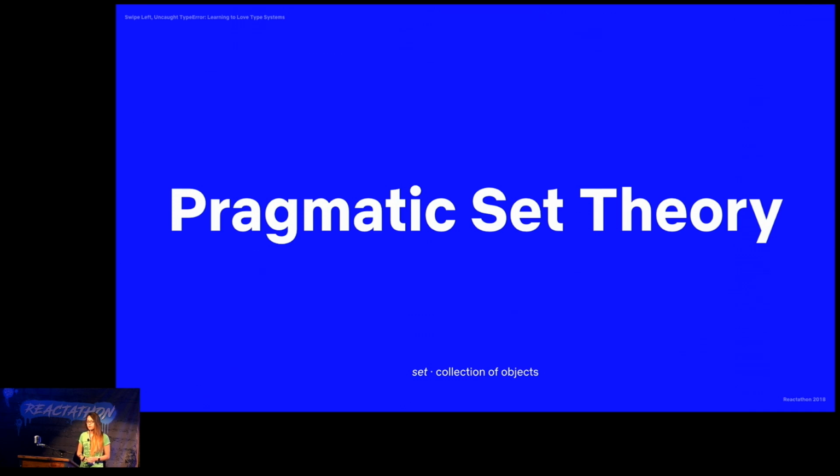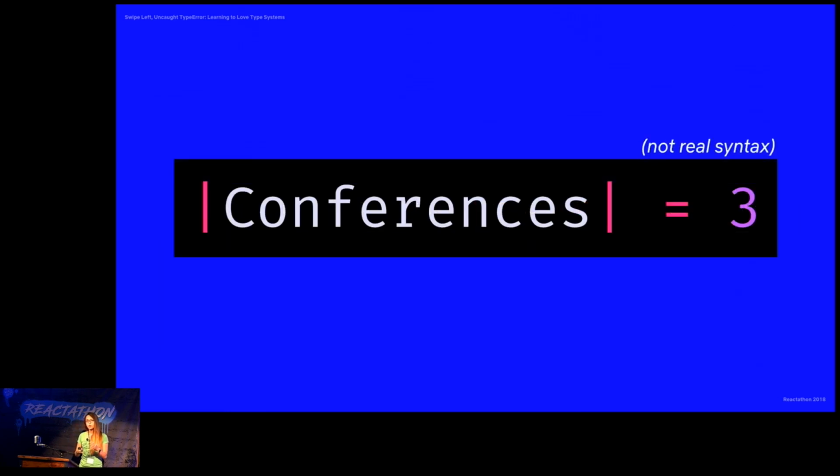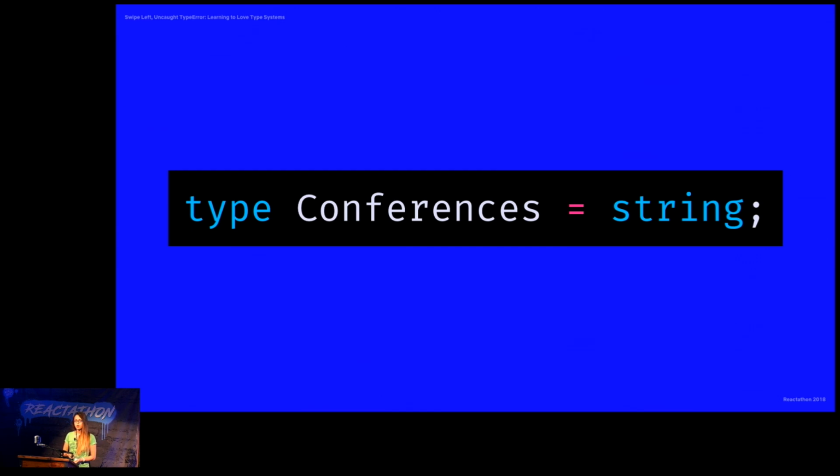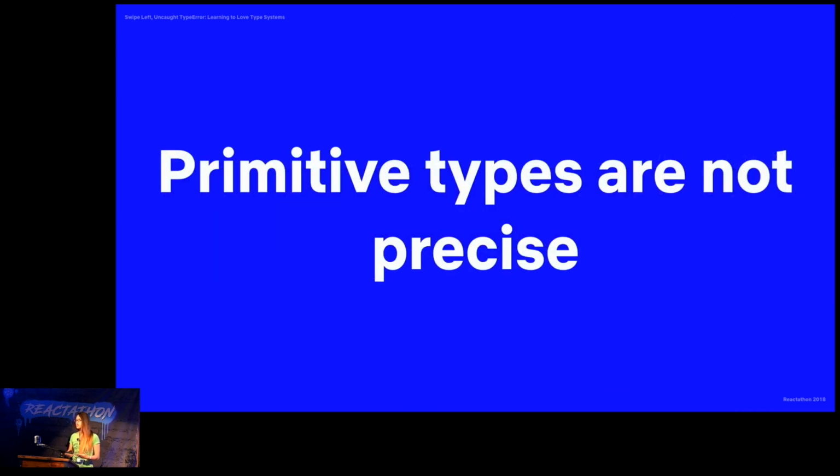So let's start with the basics. A set is informally a collection of objects. And in our context, we really just want to think about the set of all values in the types that we're dealing with. So here I have a type called conferences. And note that this type is not a string, which would match every possible string. So because there are only 3 possible values for this type, we say that the cardinality of this type is 3. But if it was just a string, then there could be an infinite amount of strings that would match the type, because any possible string is a string. So what I mean by this is that primitive types are often not precise.